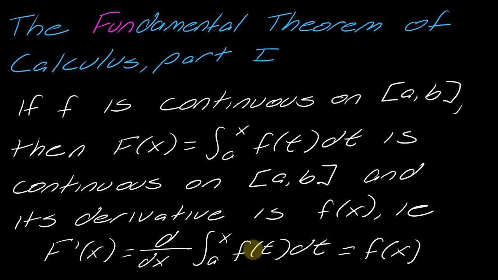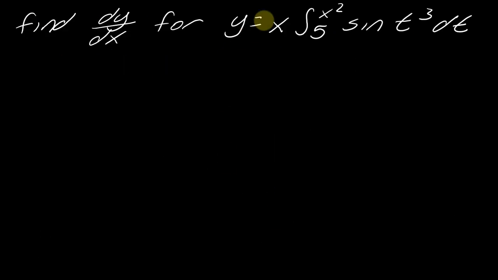If I look at this problem, this is not quite like what my theorem shows. First of all, I don't have x as the upper limit; notice right here I have an x squared. And to make things slightly more complicated, I also have an x right here. I can totally take the derivative of this, but I'm going to have to think through all my derivative rules, and I'm going to have to use the product rule, where here's my first function, and here's my second function.